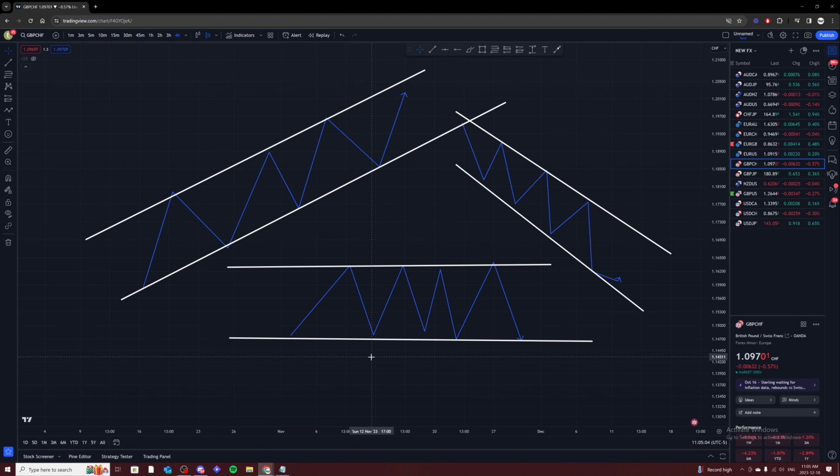So what are supply and demand levels? Supply and demand levels are given to you by the market themselves. These are areas of major psychological events. Let me show you guys exactly what I mean by that.